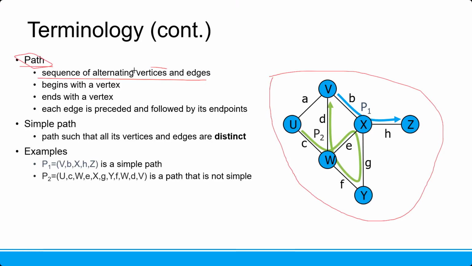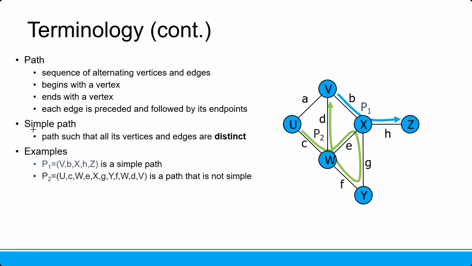Okay, so, what is a vertex? This is a vertex. And what are edges? So, these are edges. So, a path begins with a vertex and it ends with a vertex. Each edge is preceded and followed by its endpoints.